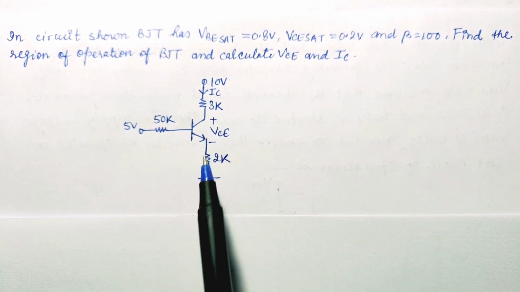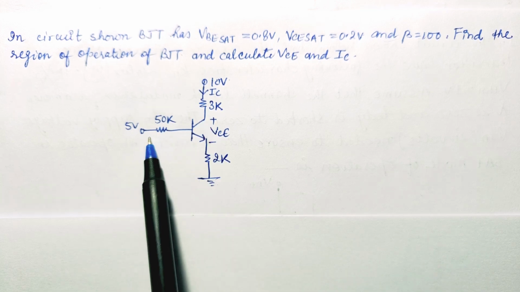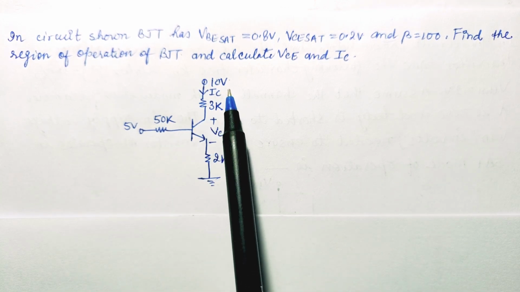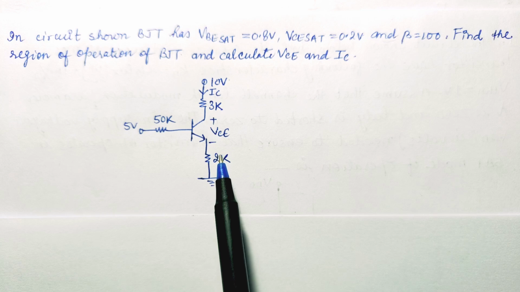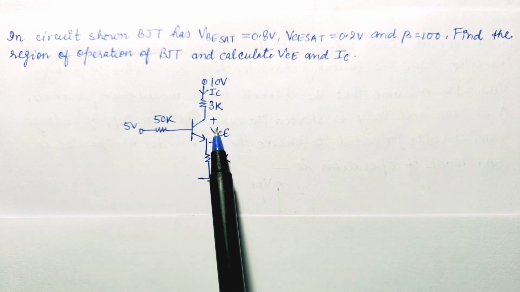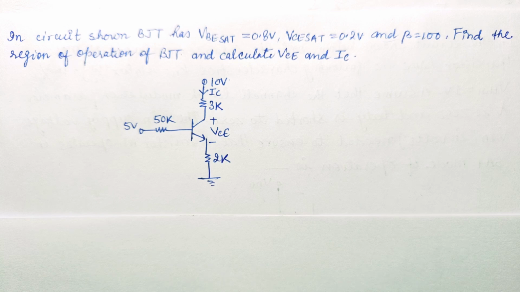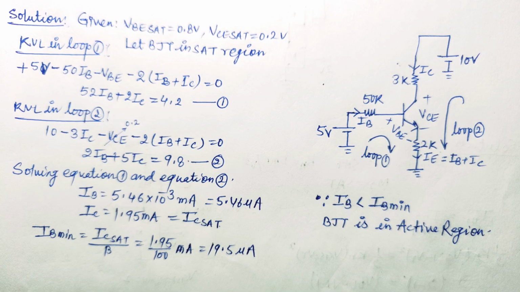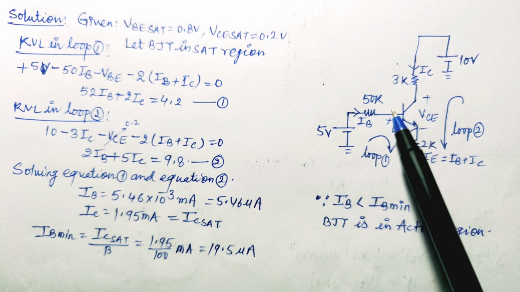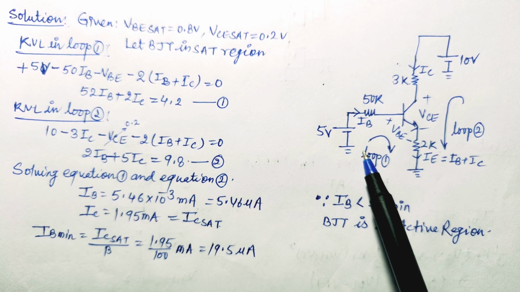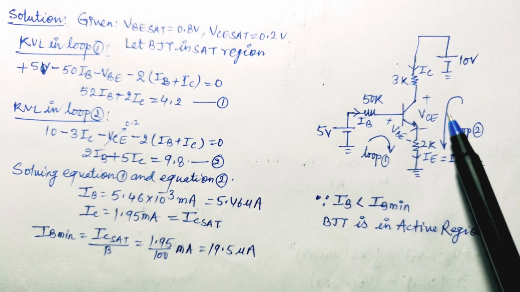So this is the circuit given to us, and the biasing of 5 volt at base and 10 volt at collector is given. We have to find out the region of operation of this BJT and the VCE voltage and the current IC. So let us see how we can solve it. First of all, we will assume that this BJT is in saturation region, and we will assume at input this is loop 1, this is loop 2.